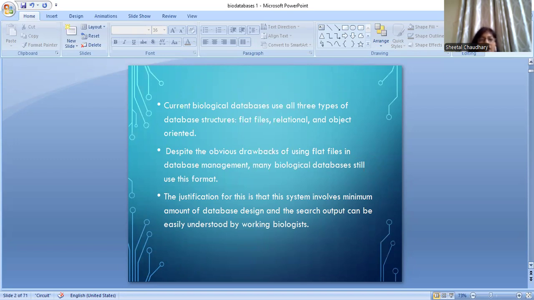So current biological databases use all three types of database structures, that is flat files, relational and object-oriented system. Despite the obvious drawback of using flat files in database management, many biological databases still use this format. So most of the biological databases are using flat file system. The justification for that is that this system involves minimum amount of database design and the search output can be easily understood by working biologists.